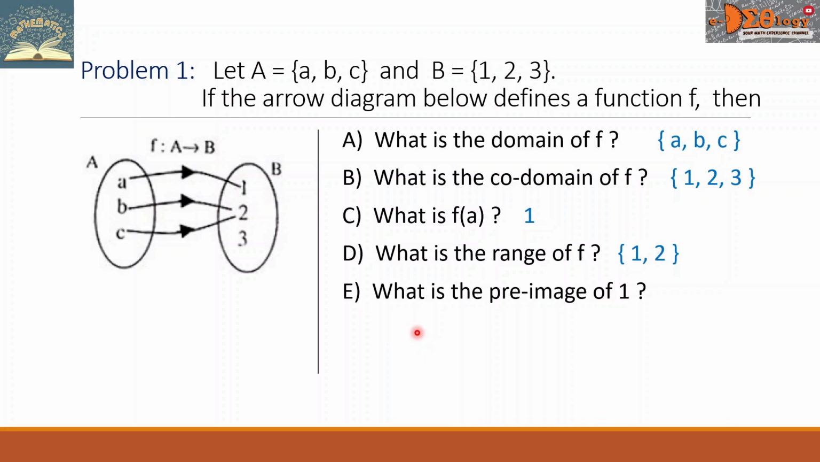Letter E. What is the pre-image of 1? The element 1 is here. The pre-image is a. So we write here small a. F. What is the pre-image of 3? Number 3 is here. There is no arrow that points to number 3. That means 3 has no pre-image. So we write here none.